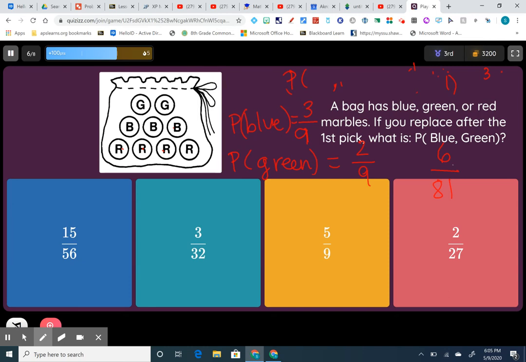I'm trying to see which answer would probably make the most sense down here. Oh, I have my calculator. Hold up. Okay. Well, I know 3 goes into 6. That'd be 2. And 3 goes into 81 27 times. I guess that made sense. 2/27 would be the probability of that happening.